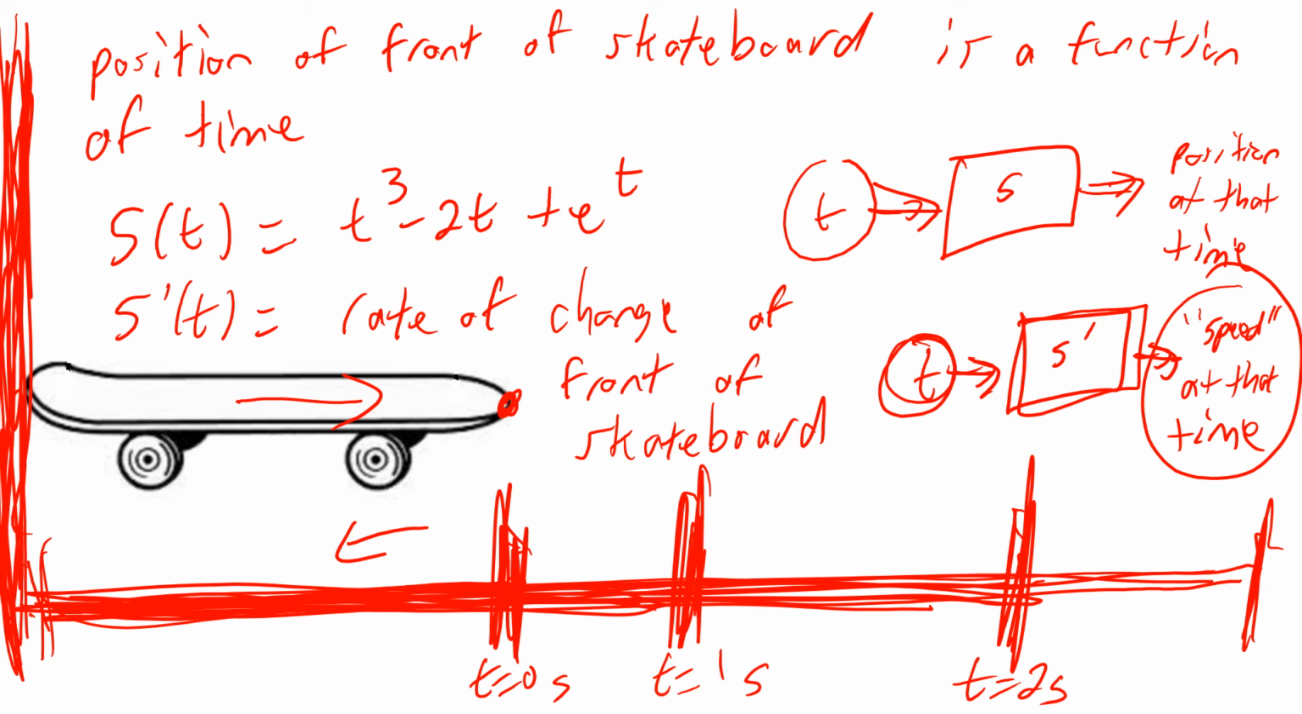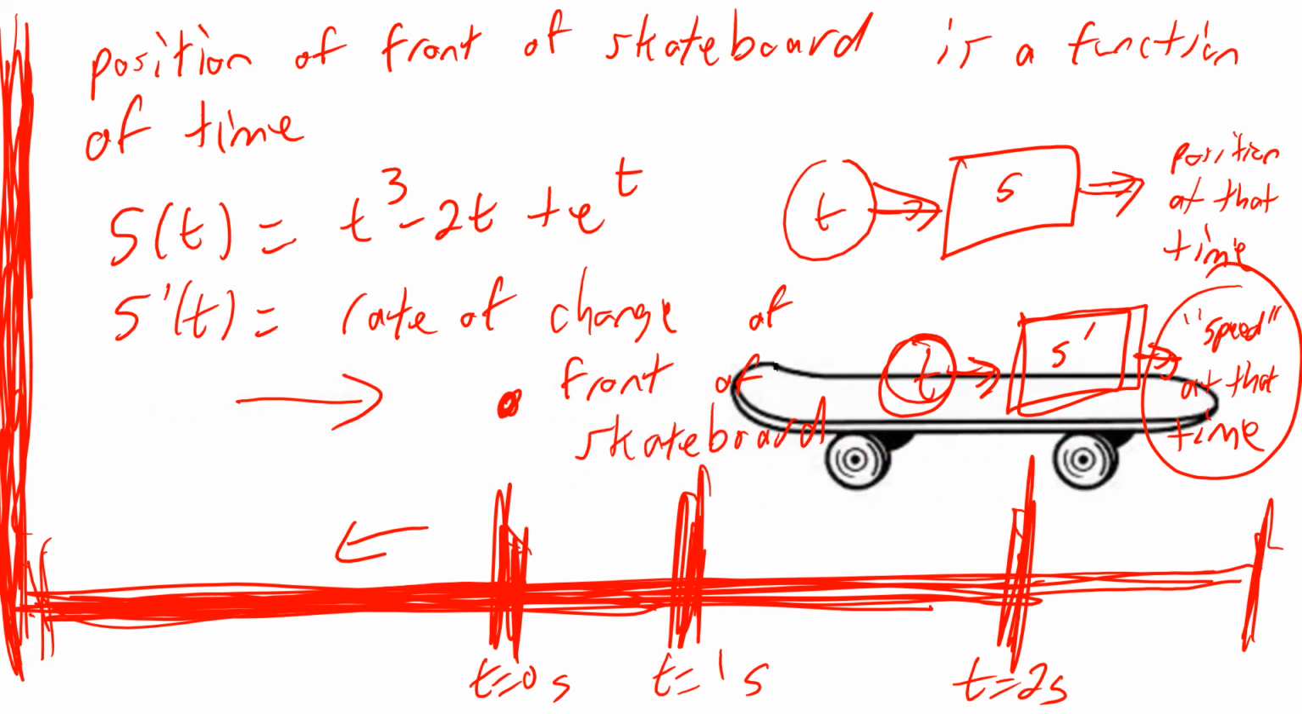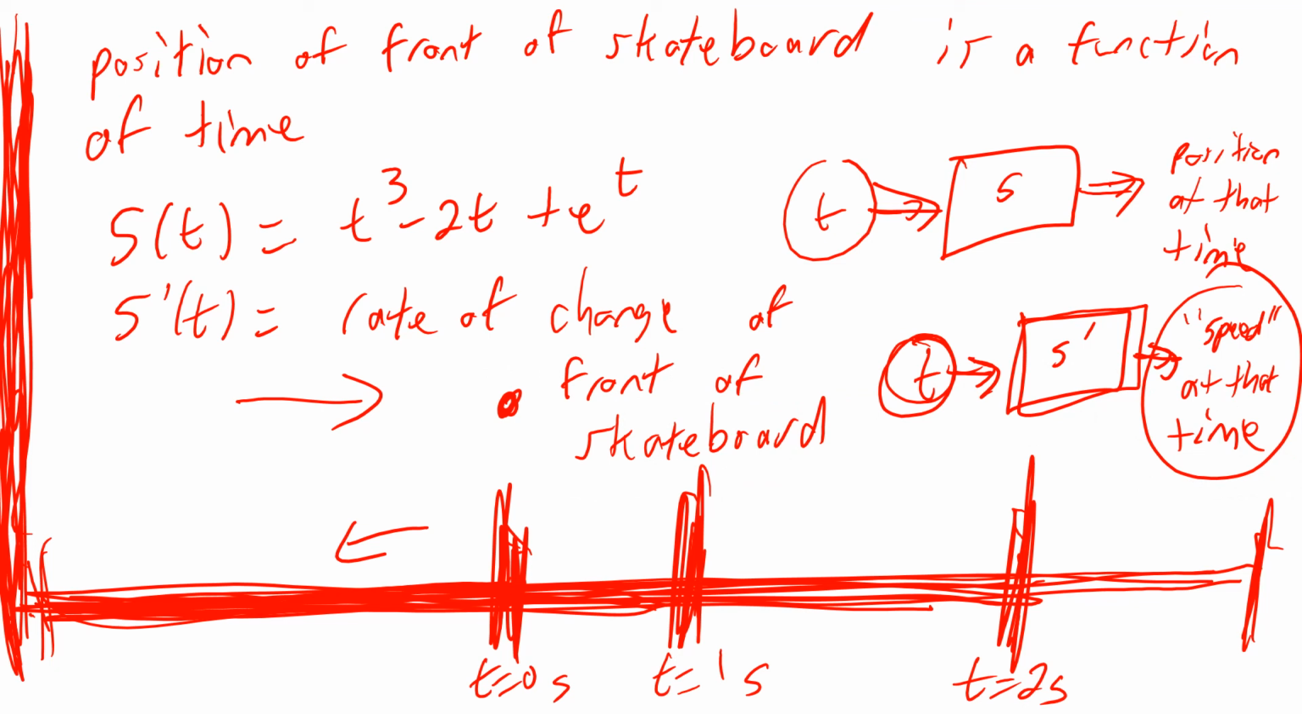Okay, so as we saw in that animation, it was going to the right, and the position was getting bigger, and that means the derivative, which is how fast the front end of the skateboard is going, you would get a positive number if you plug into that. So I want to look at it again.